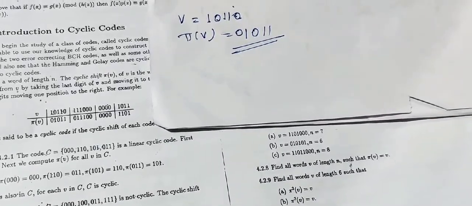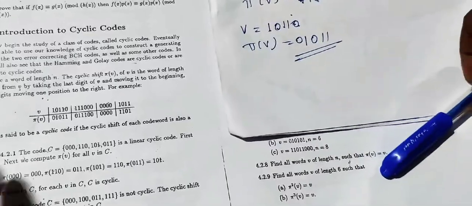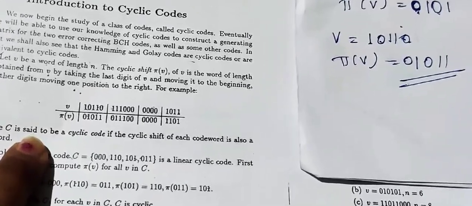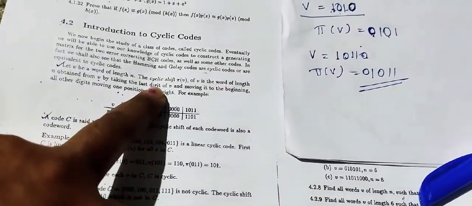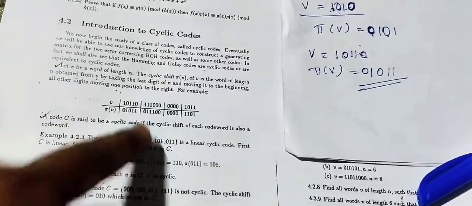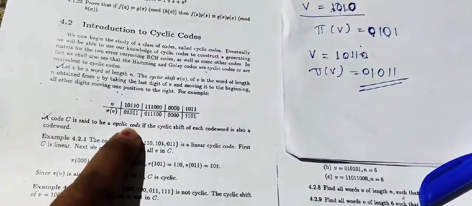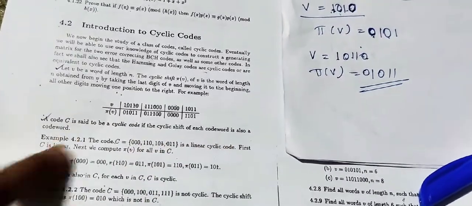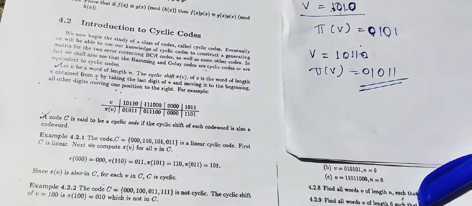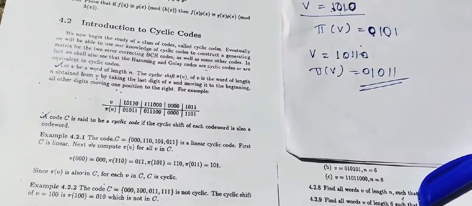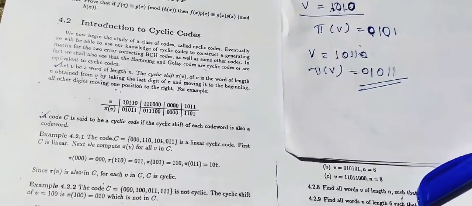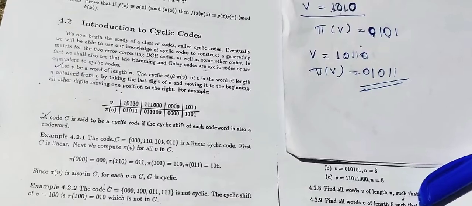So this is the cyclic shift. And a code C is said to be cyclic code. This is the shifting element, cyclic shifting of a word. A code is said to be cyclic code if the cyclic shift of each code word is also a code word. So suppose C is a code and we take cyclic shifting of every element, which is the same as the code words in C. If we get the elements in C again, then we say C is a cyclic code.